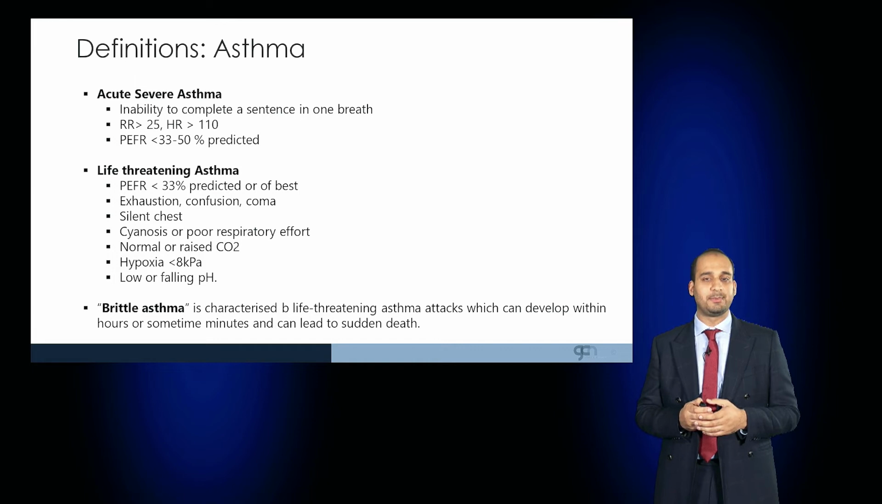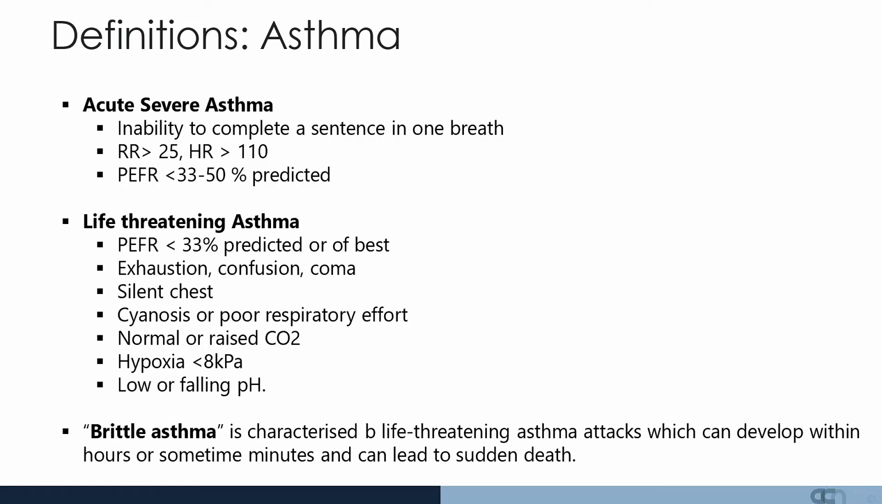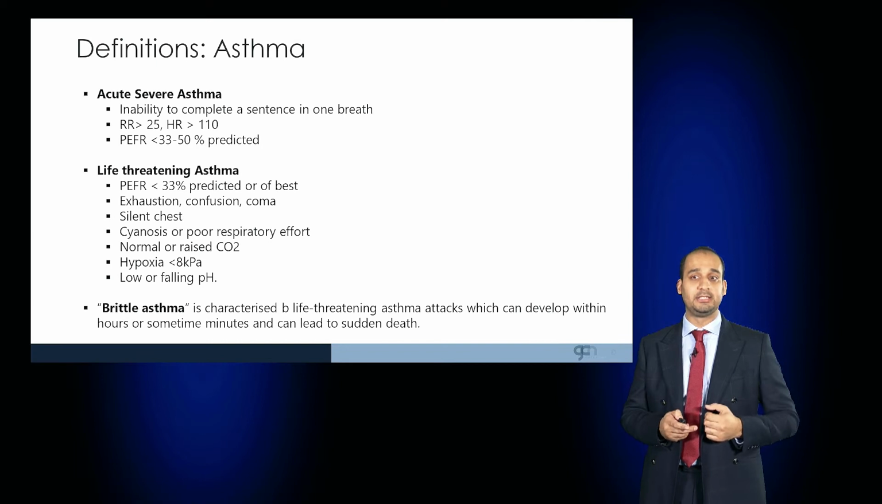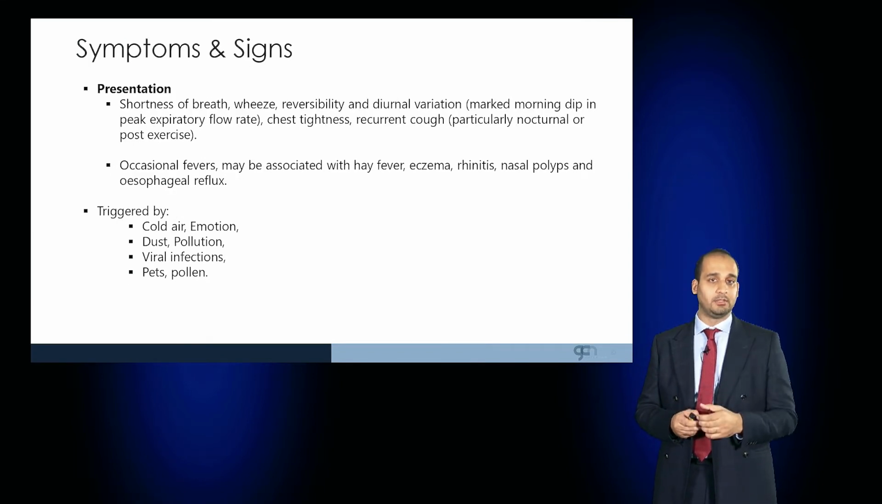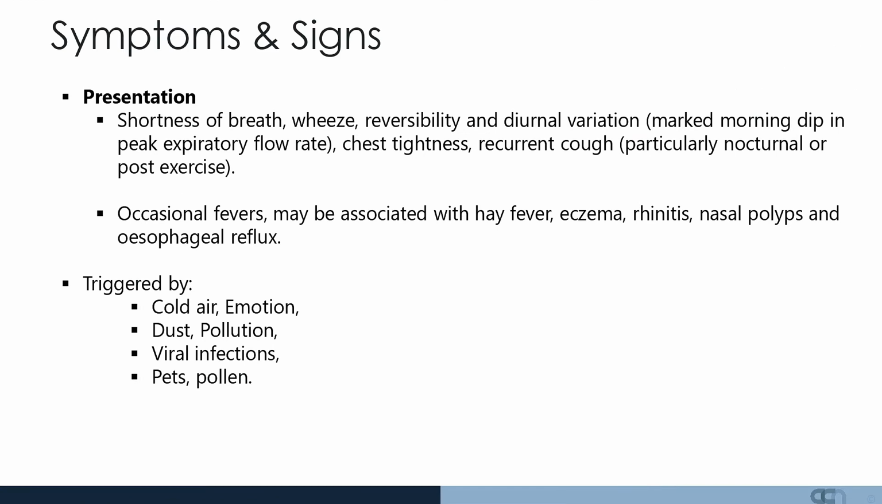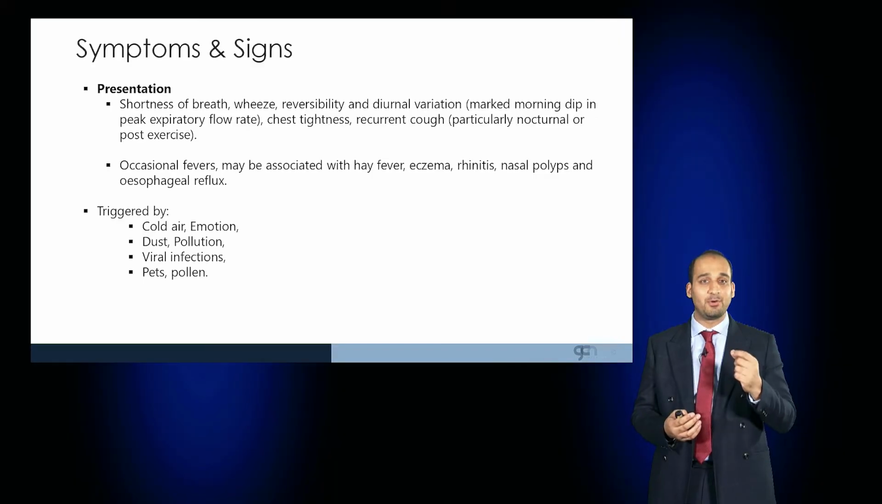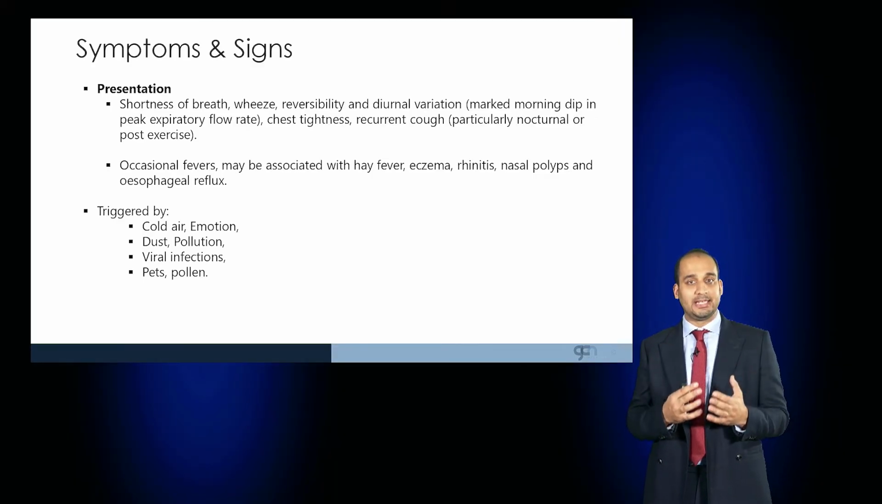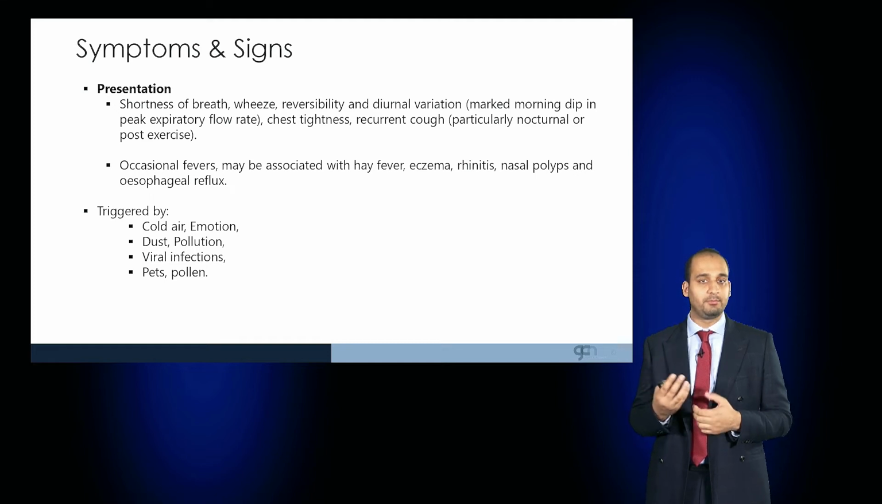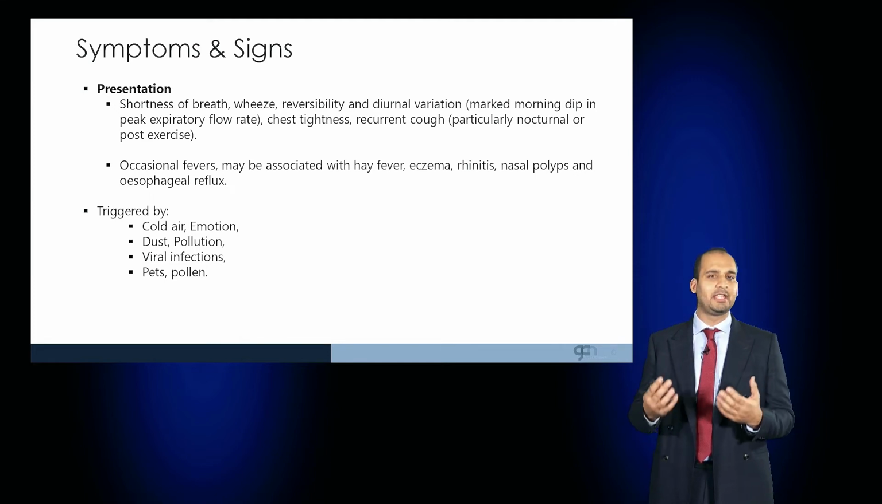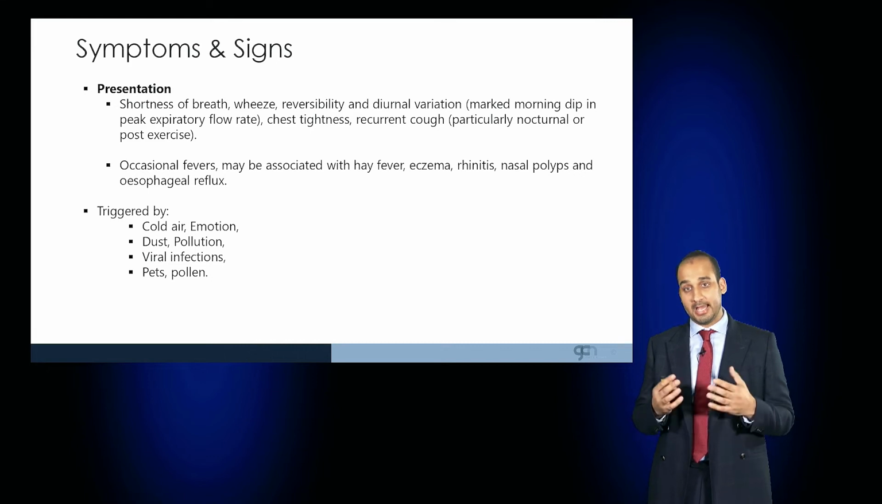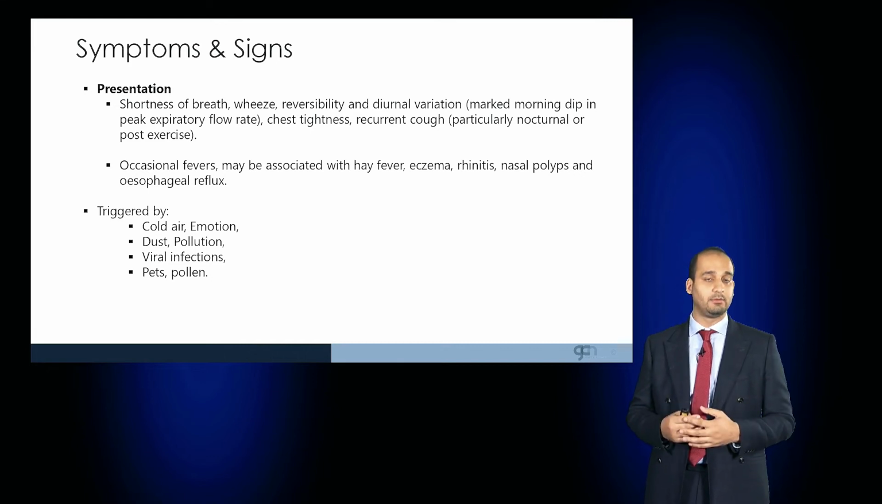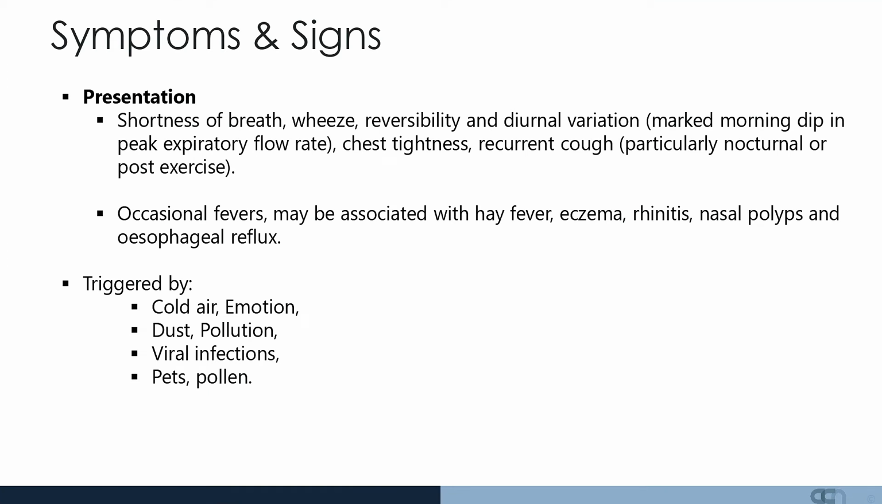Brittle asthma is characterized by life-threatening asthma attacks which can develop within hours or minutes and can precipitate death. In general, the presentation of asthmatics would be shortness of breath, wheeze, reversibility, some diurnal variation, which means that in the morning their peak flows dip, chest tightness, a recurrent cough, particularly post-exercise, and they may have occasional fevers which can be associated with eczema, rhinitis, nasal polyps, or oesophageal reflux. The signs and symptoms can be triggered by cold air, emotion, dust, pollen, viral infections, and pets.